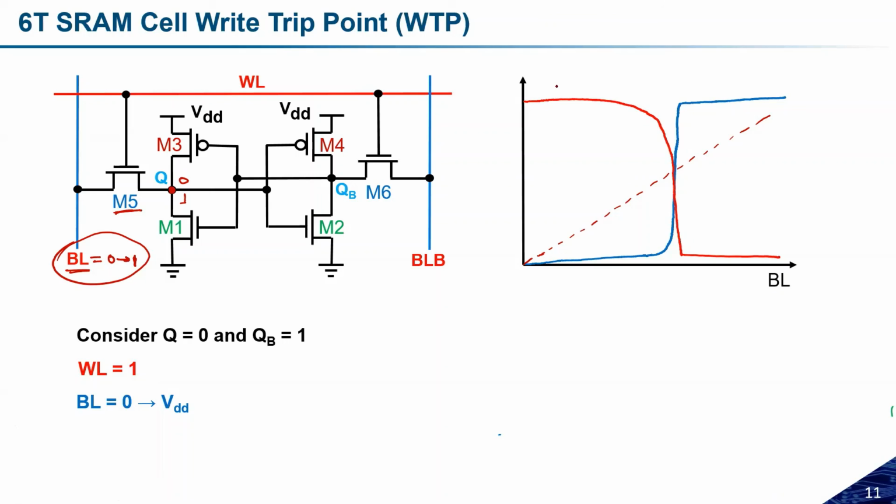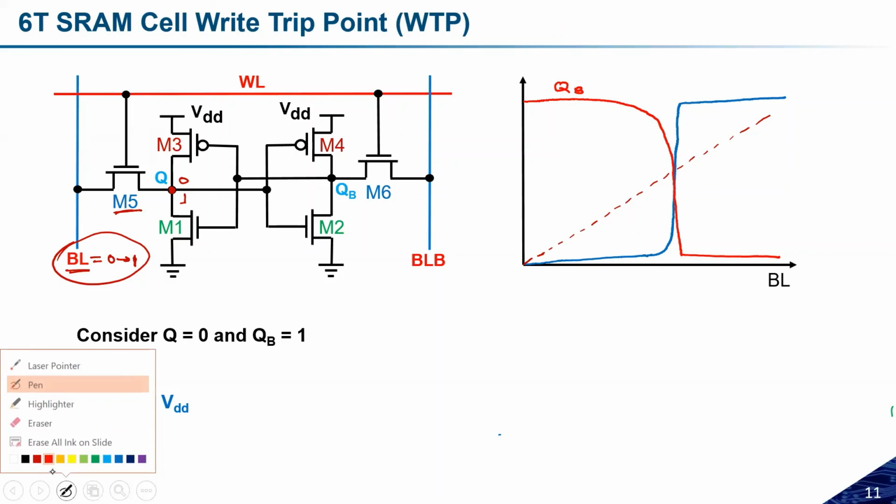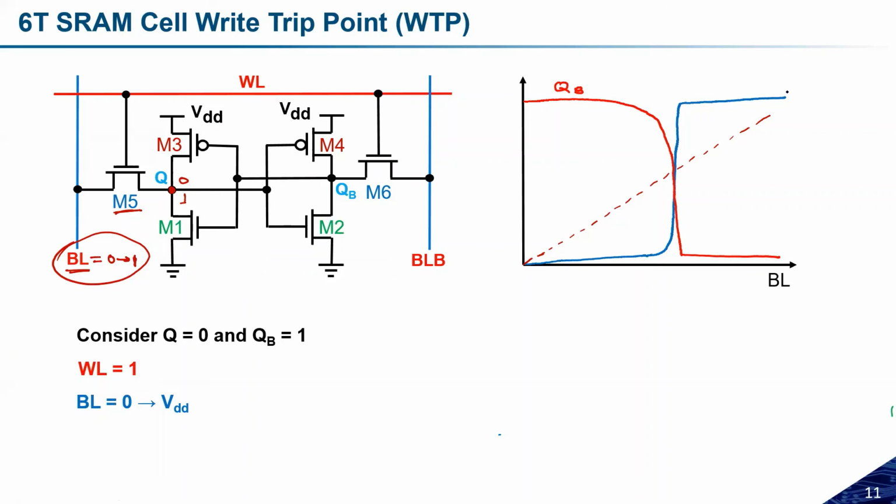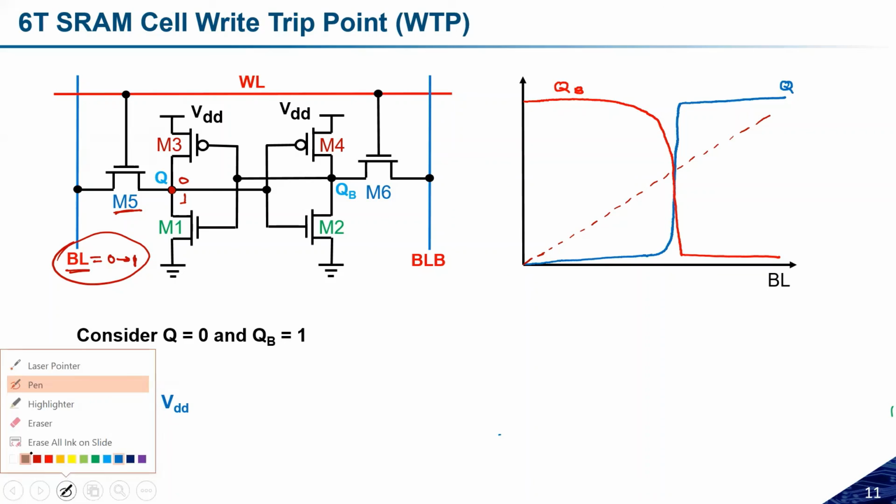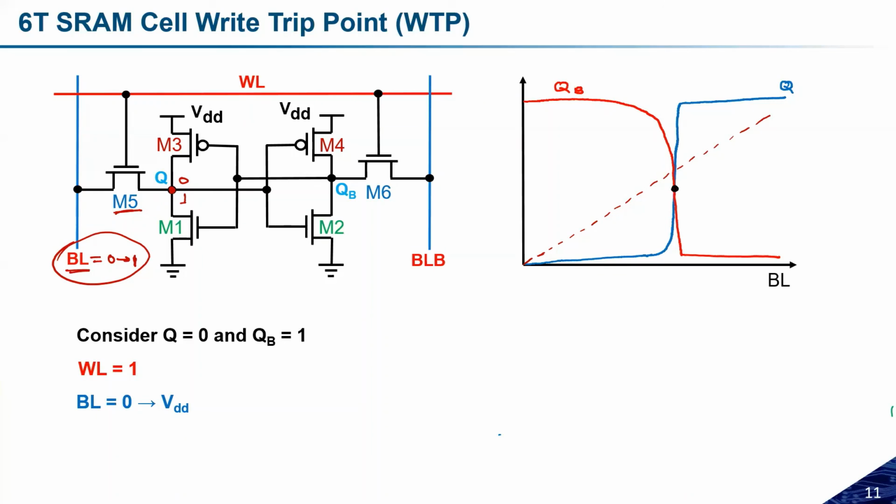So this one is the QB, and this one is the Q. Okay, so if we see here, we have one point at which the logics are crossing here. So this is the point at which it is crossing. So what I need to do, I need to project it, what is the voltage at this point.